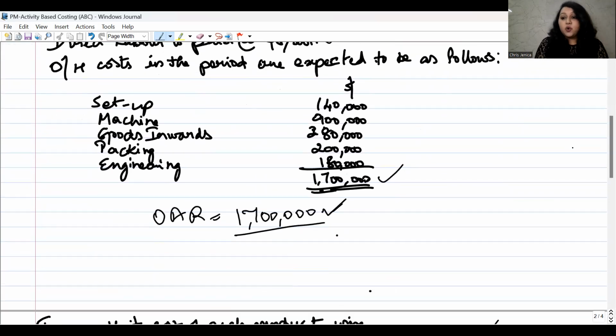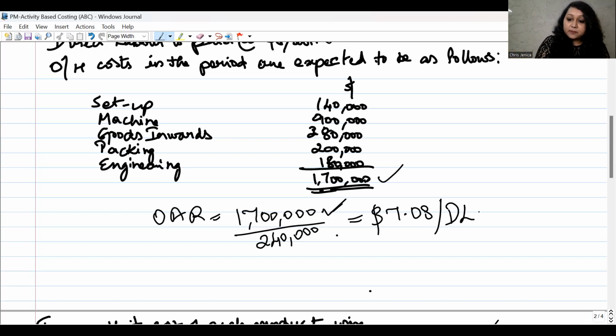Now we'll find out OAR, that is overhead absorption rate. This is a single OAR which we are going to find out for calculating the product cost based on absorption costing. That is the traditional method. So the basis on which we are going to calculate our OAR is labor hours, total labor hours. So how much would our OAR be? It's going to be around $7.08, right? So this will be based on direct labor hour.